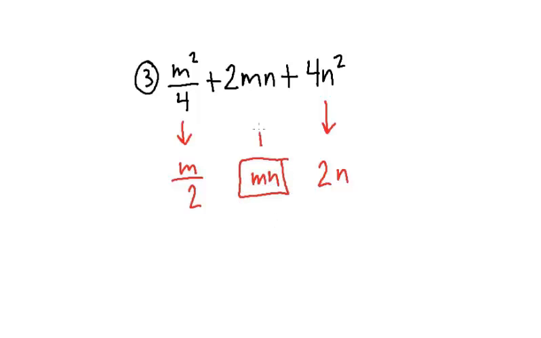Now, is this half of 2mn? Yes, 2mn is double of the multiplication. So yeah, we're fine. We can use the method. So the answer for this will be m over 2. Or you can put 0.5m, still works.